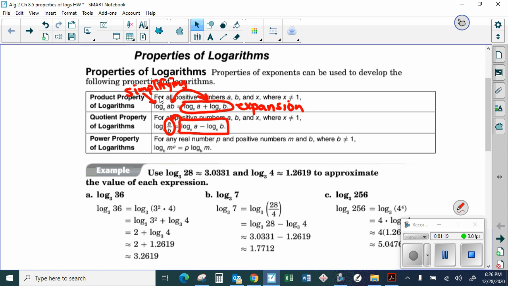And lastly, when I have an exponent right there on the argument, I can pull that out front, which puts it right there. Or if I have one out front, I can put it back up top where it came from. Okay, both directions.